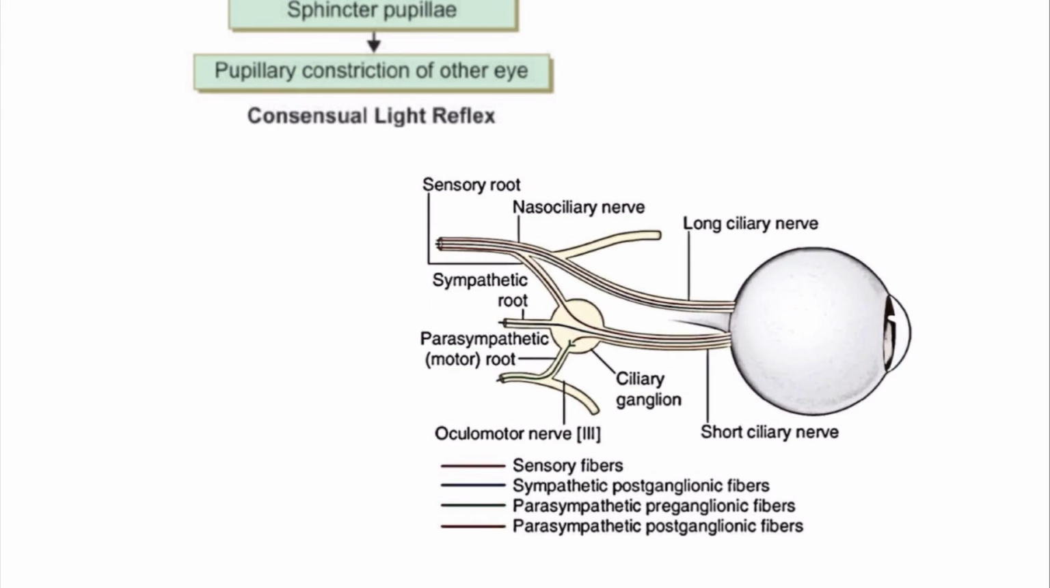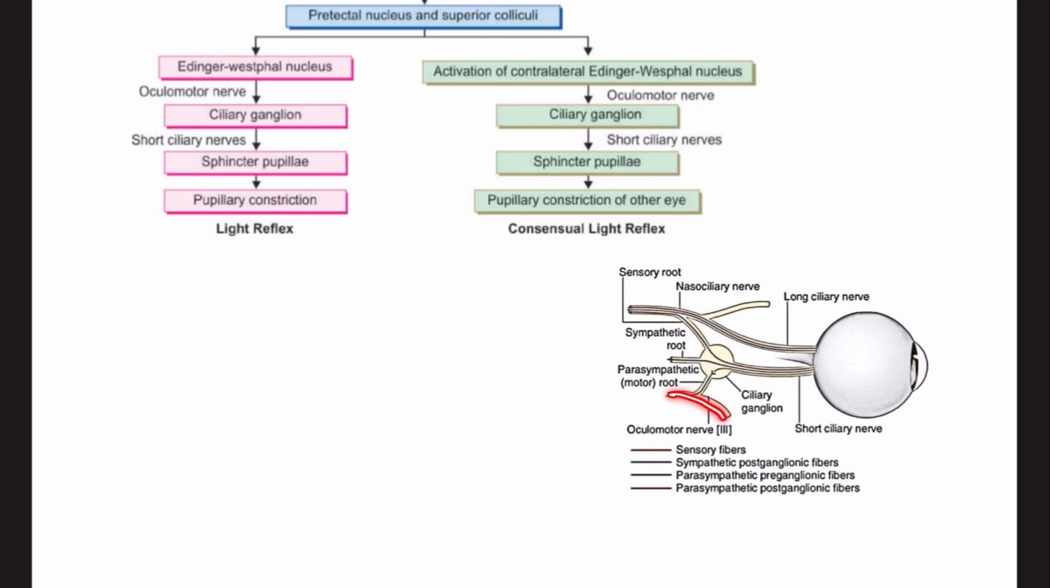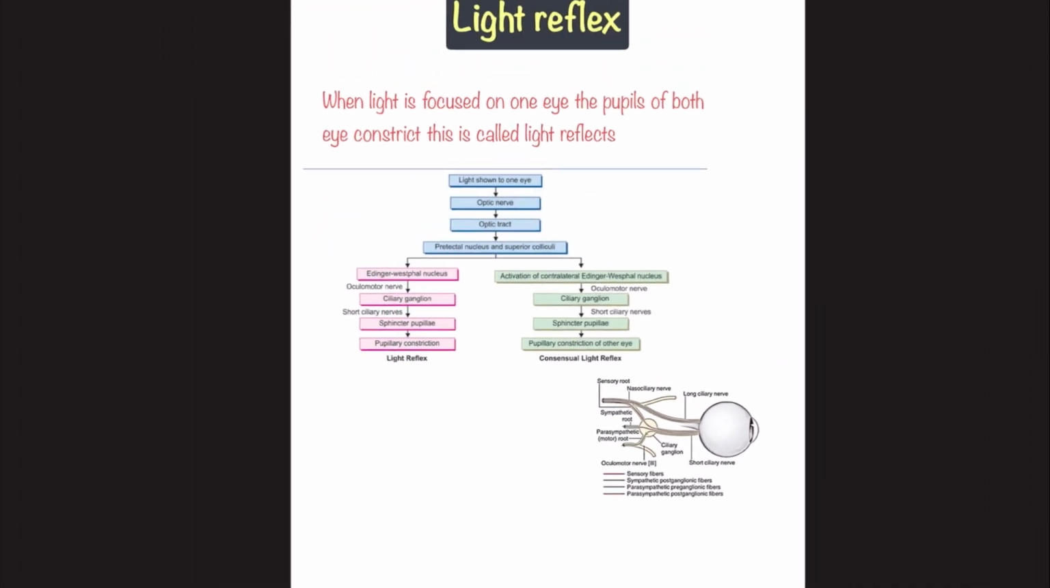So let's dive into a bit of anatomy. You can see in the flow chart, this is our oculomotor nerve. From here it goes to the ciliary ganglion. This is the ciliary ganglion. From the ciliary ganglion, where is it going? To the short ciliary nerves. Through the short ciliary nerves, it goes to the sphincter pupillae over here, and then it does pupillary constriction of the eye and also the other eye. So that is what is happening behind the pupillary constriction. That was about light reflexes.